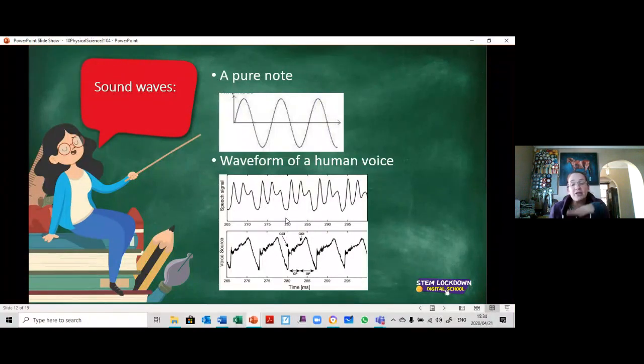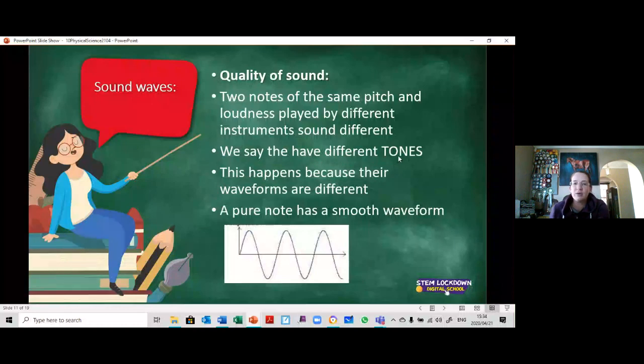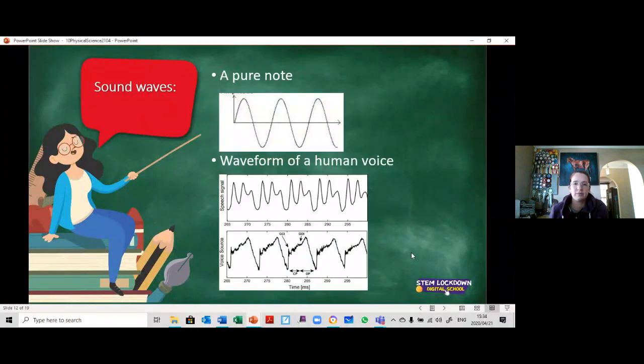You are not required to draw this, okay? You are not required to put it into a lot of detail, okay? The detail you need to know is that two notes of the same pitch and loudness sound different because they have different tones, and this happens because their wave forms are different. Okay, that is the important bit in terms of quality of sound. Okay, right, last little one.